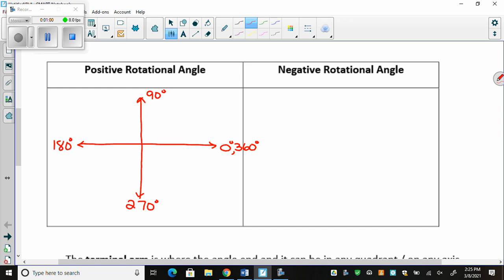Now I want you to draw me 150. How do you think you would draw it? Draw me 150 degrees. Two ways. No. Right? No. Okay. Negative. I'd say negative.